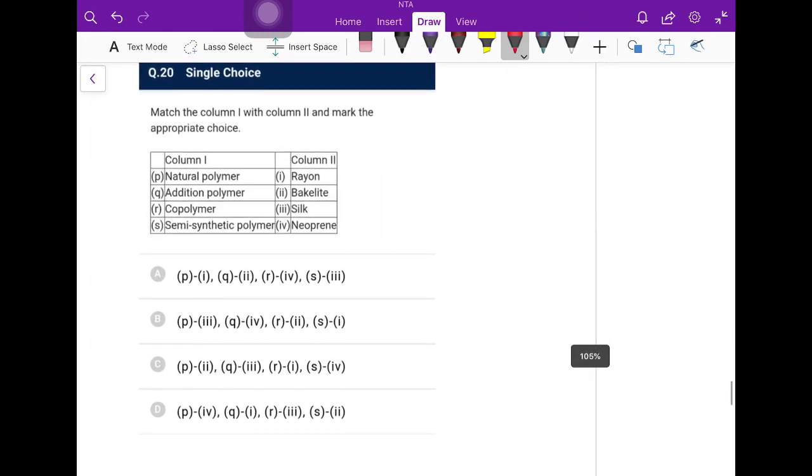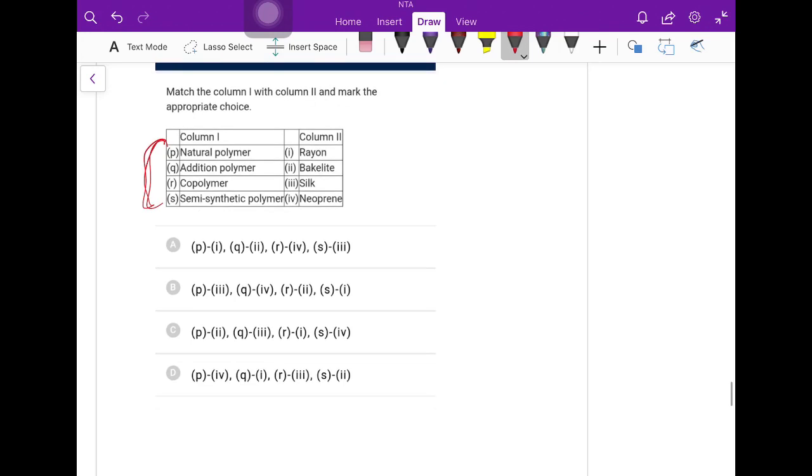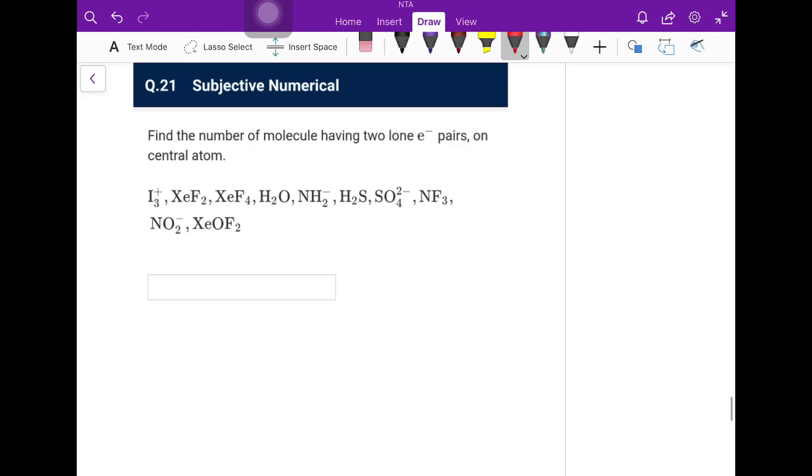Match column 1 with column 2. So this is a question where you should remember such things. Natural polymer, silk is a natural polymer, I know this thing. So P matches with 3, the correct answer. Such questions are quite easy if you know at least any one of the given options.